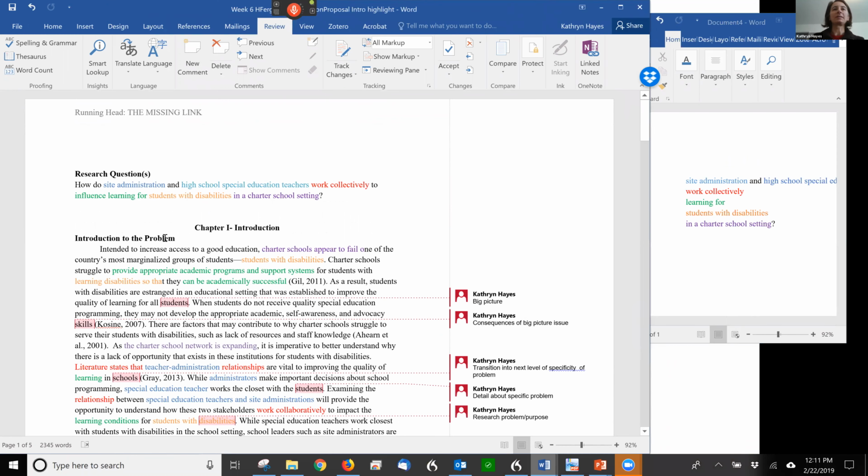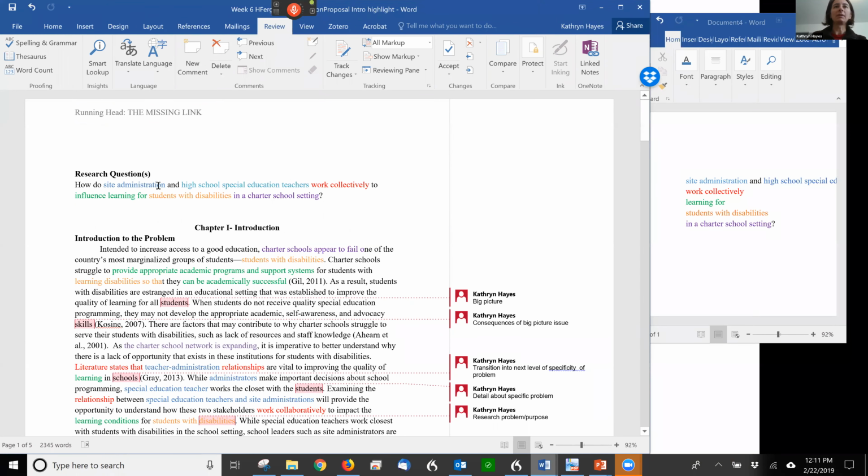So here at the top, we see the research question. How do site administration and high school special education teachers work collectively to influence learning for students with disabilities in a charter school setting? So you can see there's actually many segments to this research question. This is a very dense research question, right?